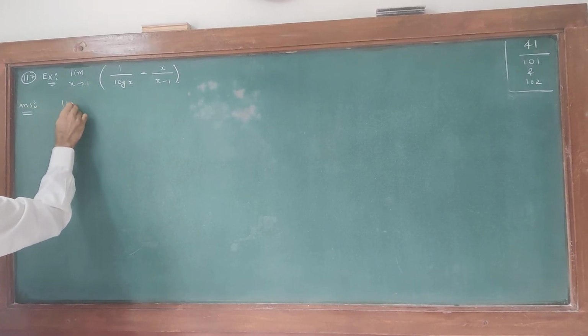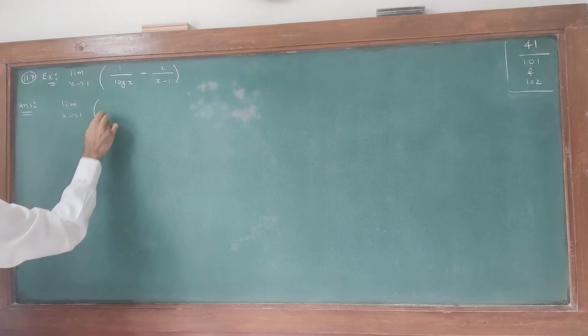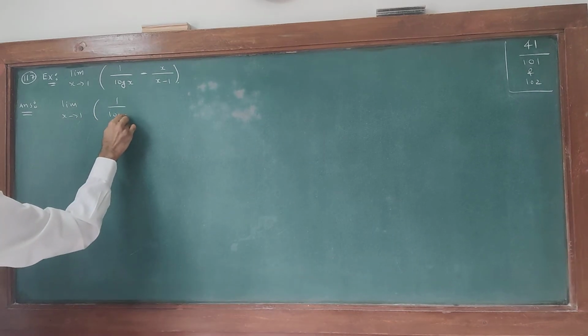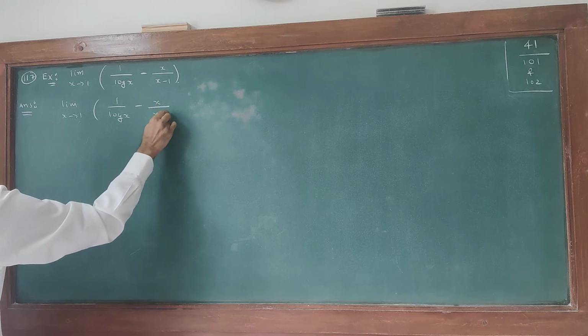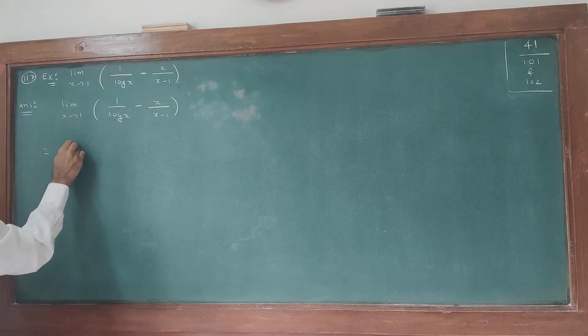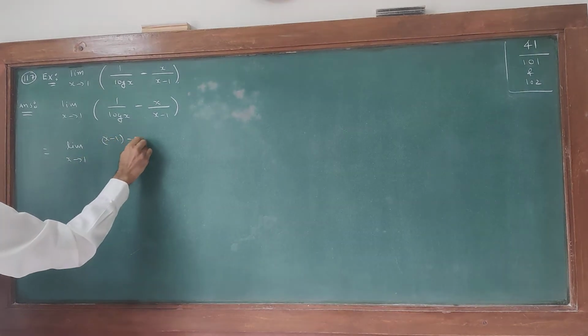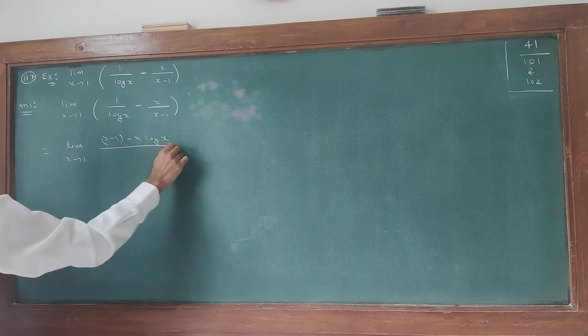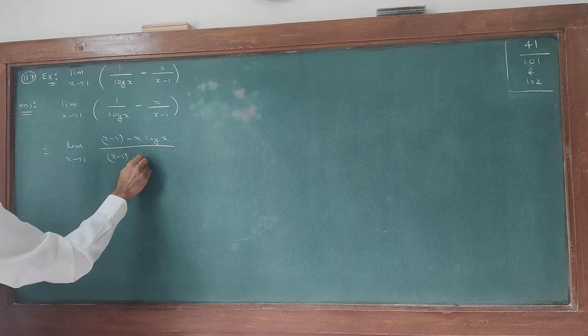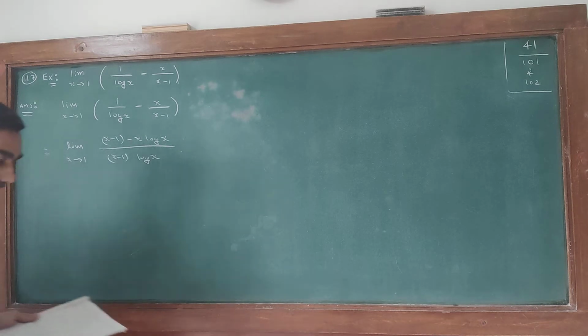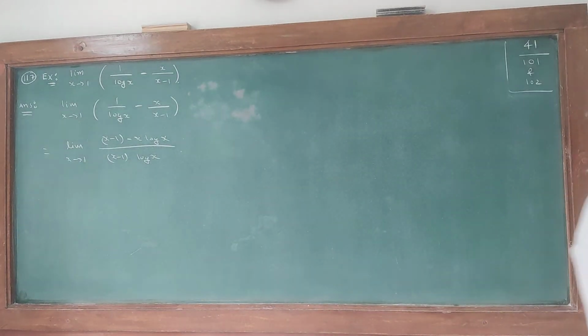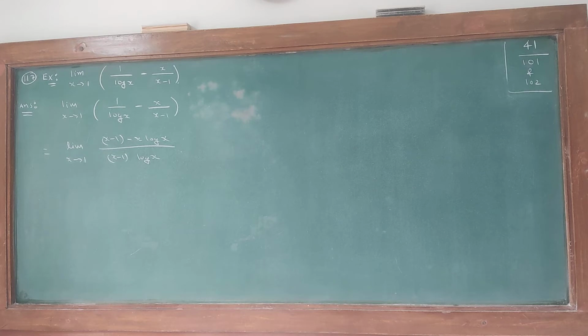Limit x tends to 1 of 1 upon log x minus x upon x minus 1 is equal to limit x tends to 1 of x minus 1 minus x log x upon (x minus 1) into log x. Simply we have taken the LCM of x minus 1 and log x in the calculations.